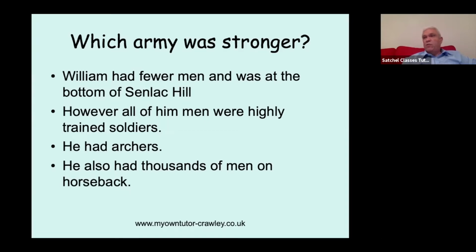So not only did he have archers, which means that you can kill people from a big distance, and they would fire the arrows into the air down onto the English, but they could also load their arrows at an alarming rate. They could do it really quickly. Having men on horseback, now these weren't just the sort of horses that you'd see on racing. These were big horses. They were large horses. And they had lots of them. So if you imagine a horse charging at you at full pelt, then it must be very, very frightening.